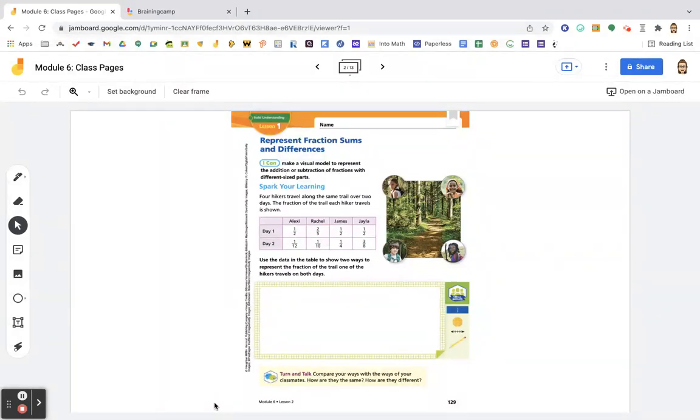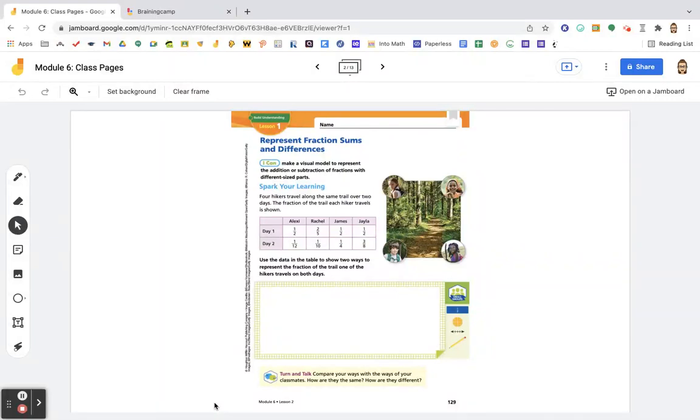So if you start on page 129 with Spark Your Learning, it says 4 hikers travel along the same trail over 2 days. The fraction of the trail each hiker travels is shown. So we have Alexi on day 1 is a half, day 2, 1/12. Rachel on day 1 is 2/5, day 2, 1/10. James on day 1 is 1/2, and on day 2 is 1/4. Jayla on day 1 is 1/2, and on day 2, 3/8.